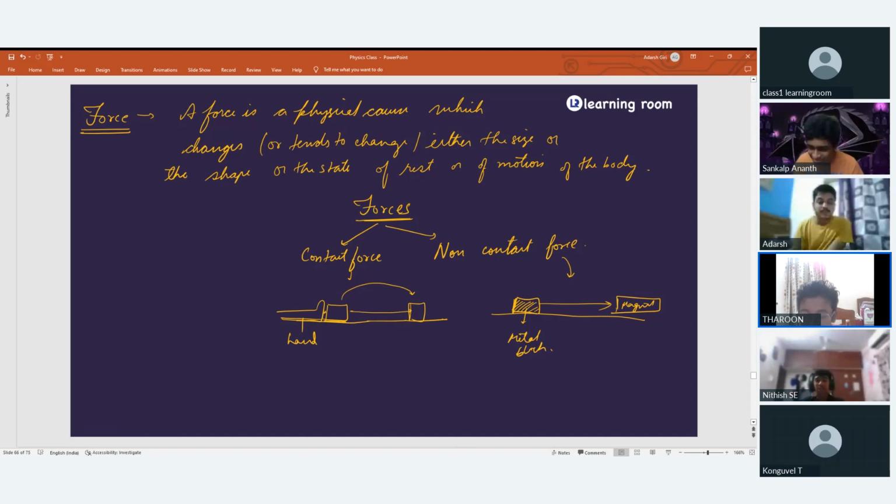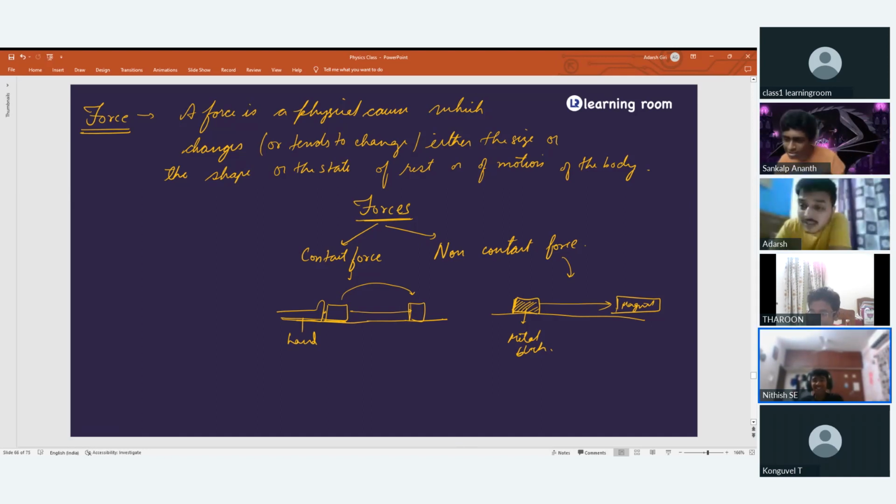Okay. Now, what if I have a metal bar on the treadmill, and nothing in the middle? It's not touching anything other than the floor. If you keep that metal bar on the treadmill and it comes back to me, is that contact or not contact? It's contact.